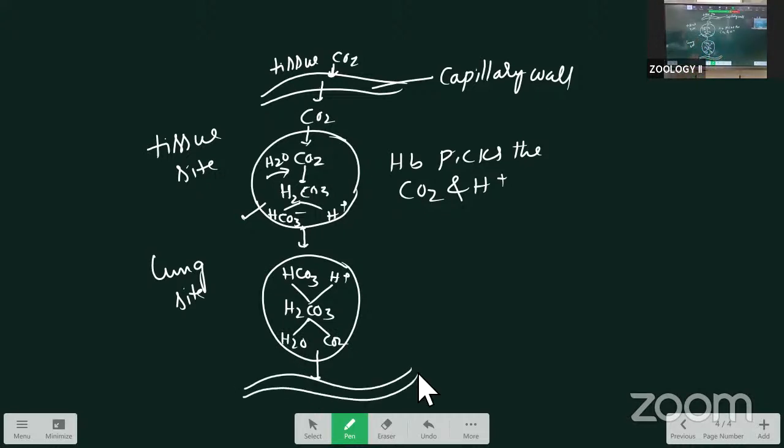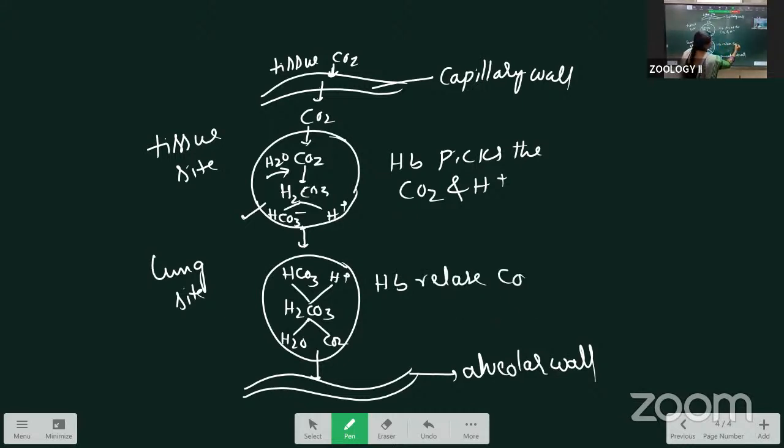This one is the alveolar wall. In this time, Hb releases CO2 and H plus ions. Like this, through bicarbonates, the CO2 present inside of the tissues goes to the blood vessels, because the tissue is provided with the blood vessels.